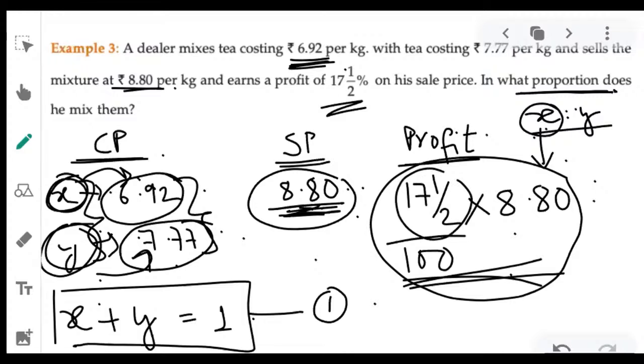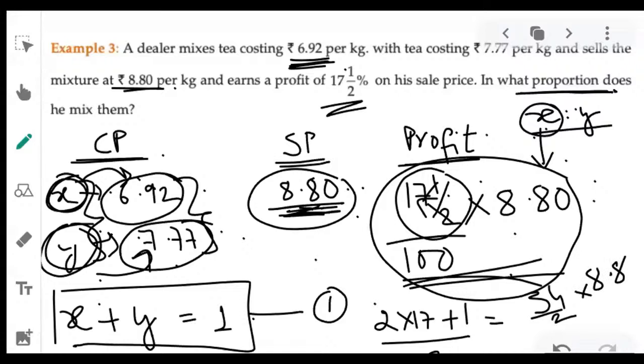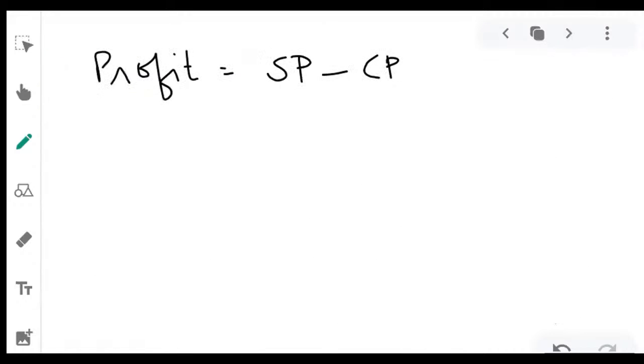What is this? Mixed fraction is 2 into 17 plus 1 by 2. So 34 by 2 into 8.8 by 100. Right? I'll write this as it is because it will go in cancellations anyway.